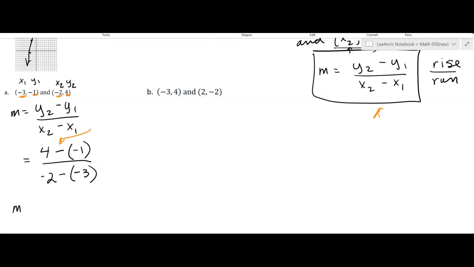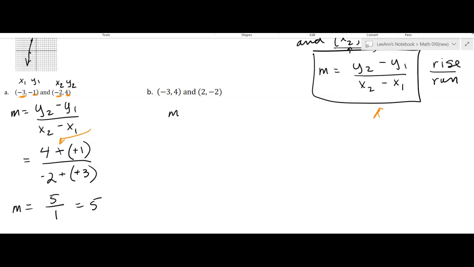So the slope is equal to 5 over 1, right? Or you can just put 5. Okay, so when you subtract a negative, that's like adding. That's how we get the 5, and that's how we get the 1. All right, now we'll do part B.